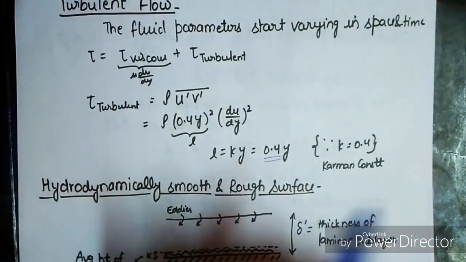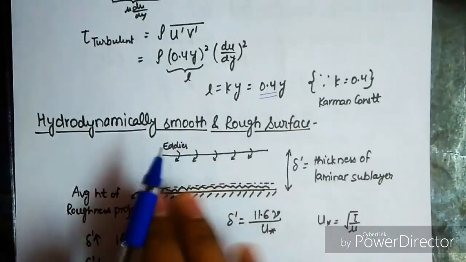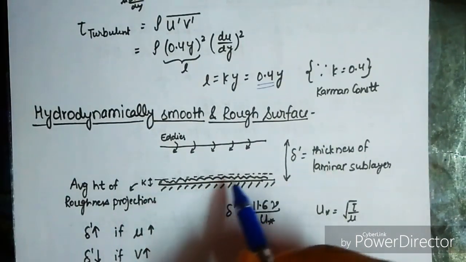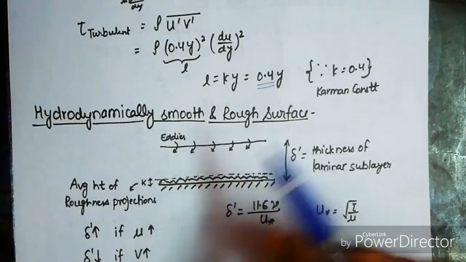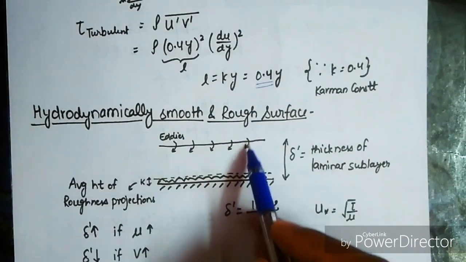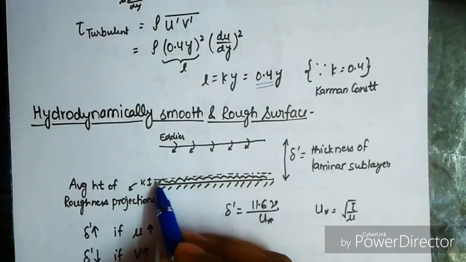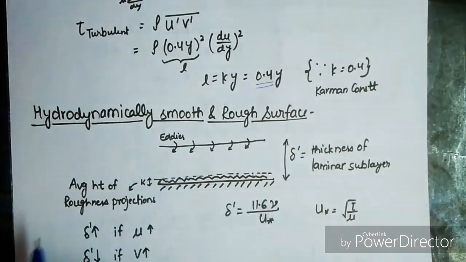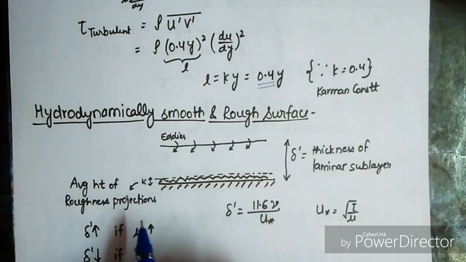Here 0.4 is the von Karman constant. Now hydrodynamically smooth and rough surface: we can see here this is the surface. This is the total thickness of the laminar sublayer, and here are the eddies formed at this point. This is the roughness in the pipe. We denote it by k, the average height of roughness projection.